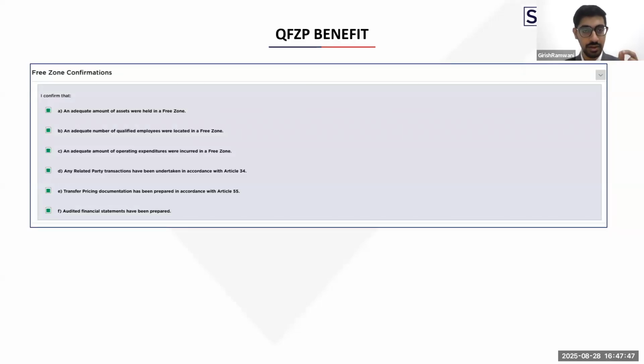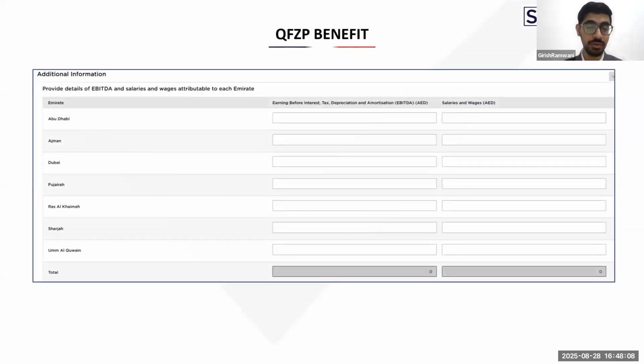Adequate assets were there, employees were there, expenses have been incurred, related party connected person transactions are at ALP, TP documentation is maintained, and audited financials have been prepared. So basically, FTA is trying to ensure that you know about all the conditions and you have fulfilled all the conditions and are only then claiming the QFZP benefit. So this has been provided.